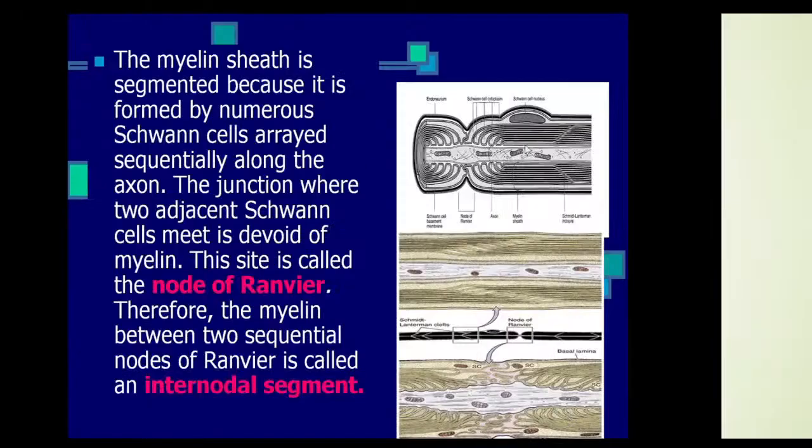As an example, we have seen layer by layer surrounding the axon. The myelin sheath is segmented because it is formed by numerous Schwann cells arrayed sequentially along the axon. The junction where adjacent Schwann cells meet is a void in the myelin. This site is called the node of Ranvier. We have seen it here. And the myelin between two sequential nodes of Ranvier is called the internodal segment.